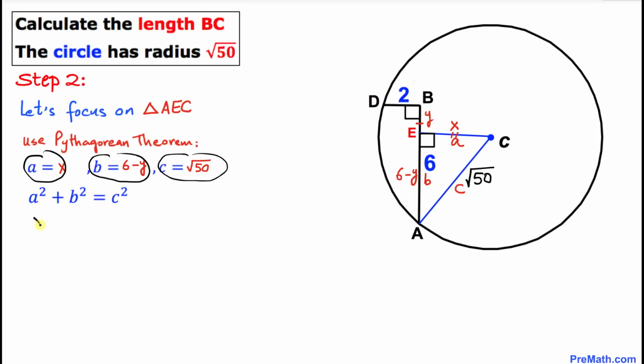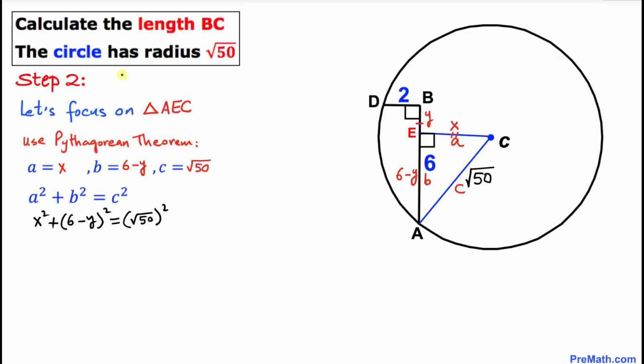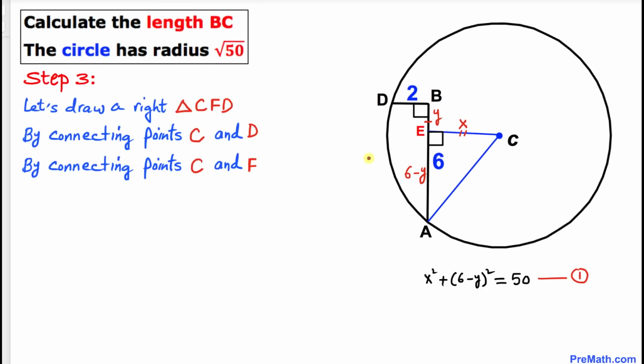So this is going to become X square plus (6 minus Y) square equals square root of 50, squared. And let's simplify further. This square and square root undo each other, so this is equal to simply 50, and I am going to call this equation number 1. And here's our next step.